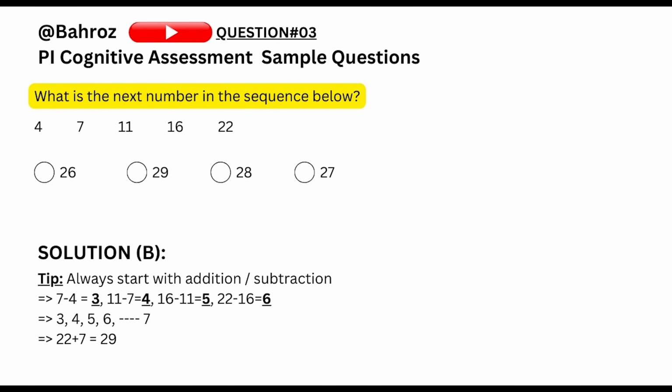Number 3, this is a sequence pattern, which is 4, 7, 11, 16, 22. Here the tip is always start with addition and subtraction first. This is the easy way to do it. You will find that most of the questions can be simply solved by doing addition and subtraction.